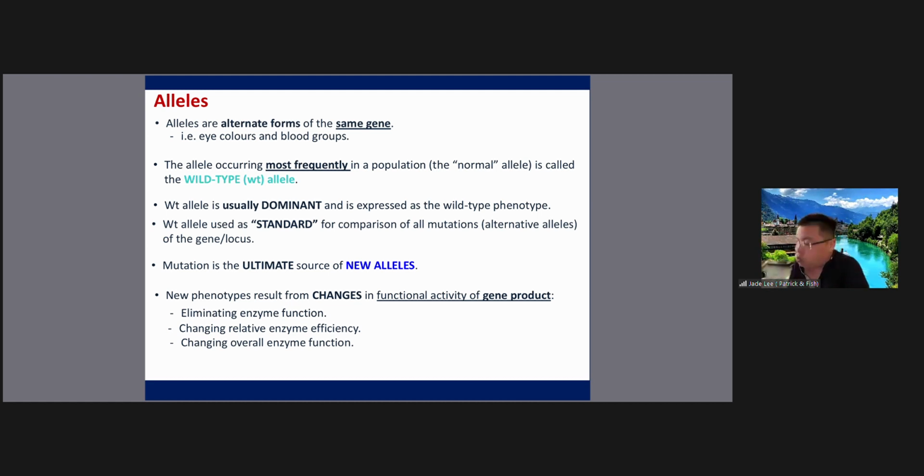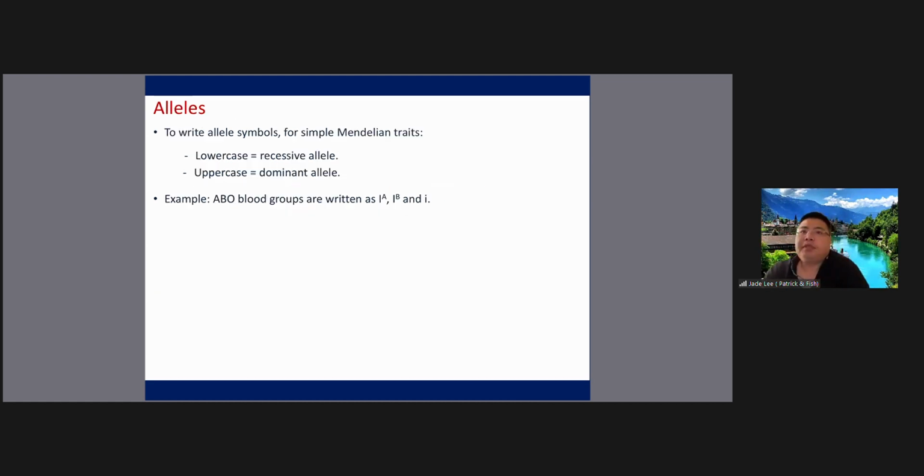Yes, doctor. Okay, now if we write an allele, the lowercase basically indicates the recessive allele, and the uppercase usually represents the dominant allele. For example, the ABO blood group alleles are written as I with a capital A, I with a capital B, and then the recessive is the small i. This is how we indicate whether it's recessive or dominant.